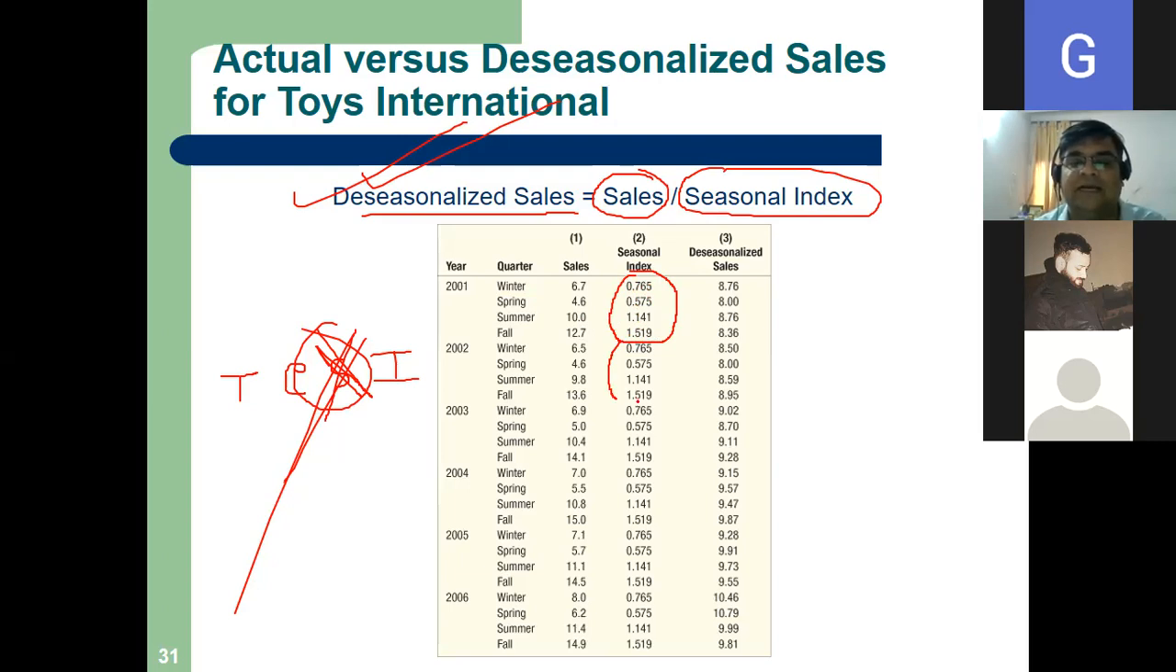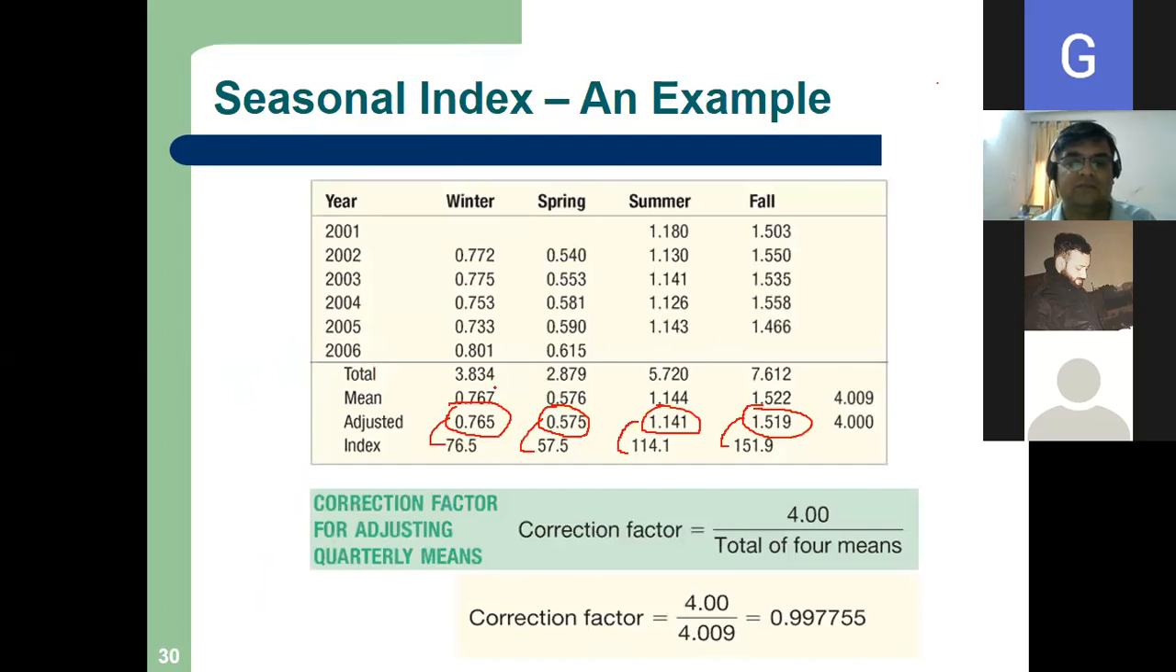What are the 4 index? Yes, can you see, students? Same index, final index 0.765, 0.575, 1.14, 1.4. Again 2003, the same index. Are you seeing? These are my final index. From where am I getting these values? These values, these values, these values. So hope it is clear.